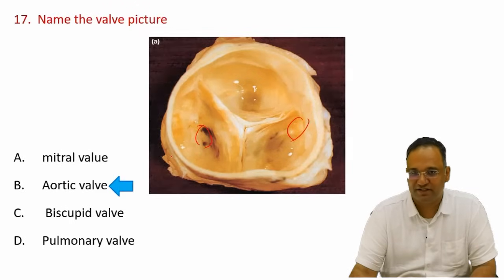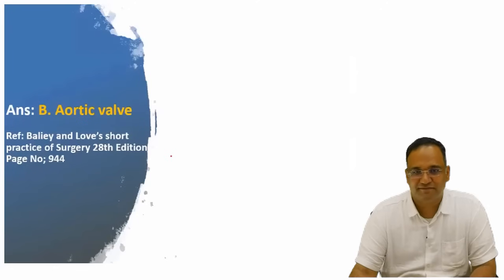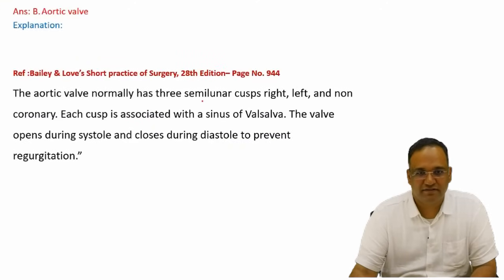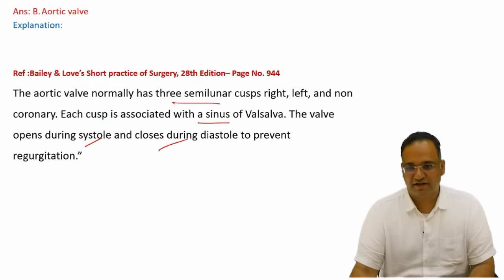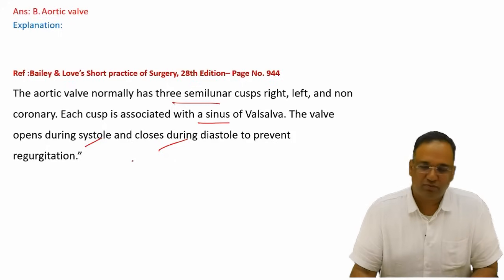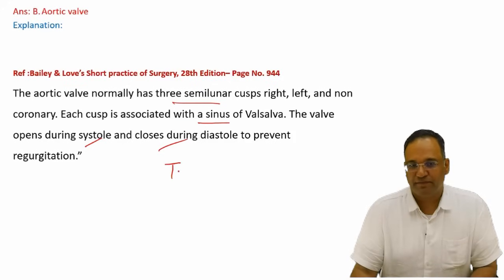Okay, right and left coronary sinus. The aortic valve is a semilunar valve, and the third is non-coronary. Each cusp is associated with a sinus of Valsalva, and the valve opens during systole and closes during diastole to prevent regurgitation. Aortic valve. Now, today, most aortic valve surgeries are avoided and most of them are treated by TAVI.